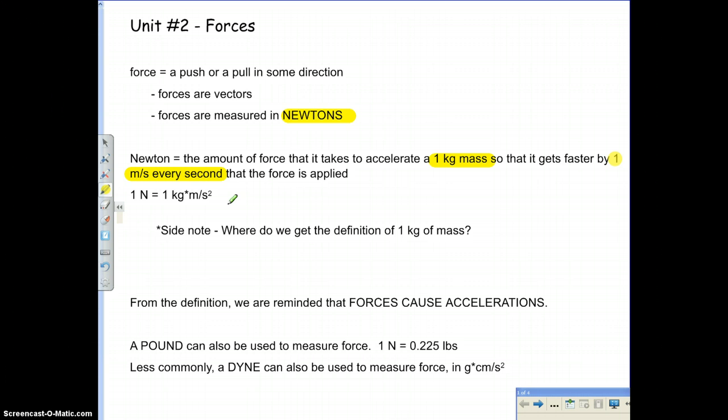So that's a physical thing to really think about. It's how much force you would need to apply to make something not only move, but get faster when it moves, to accelerate. We've been saying all along that forces go with accelerations, and so here you can see that.